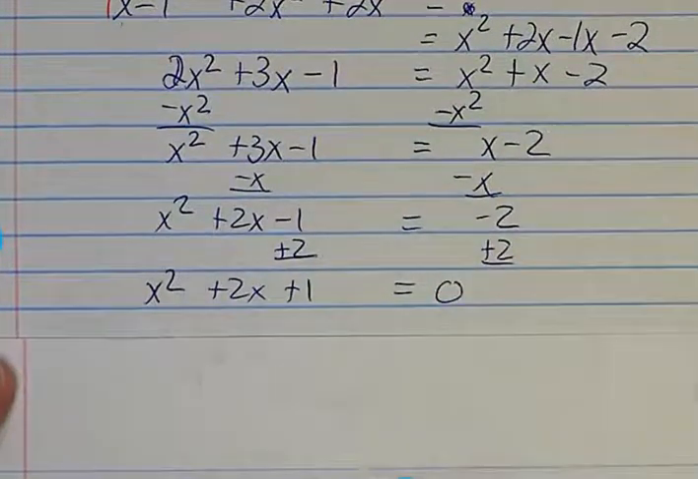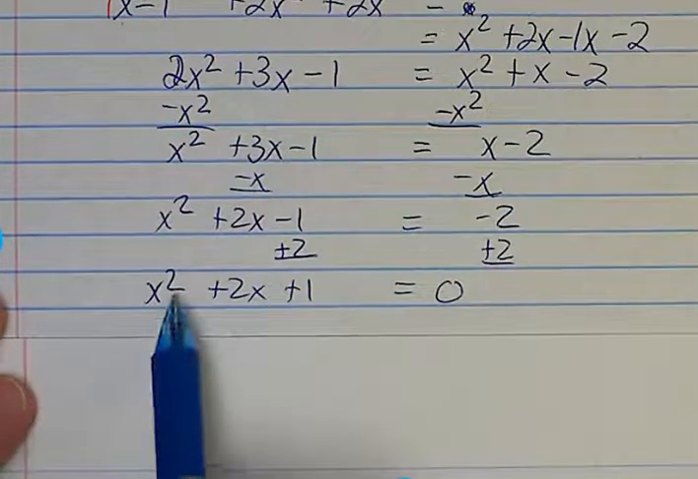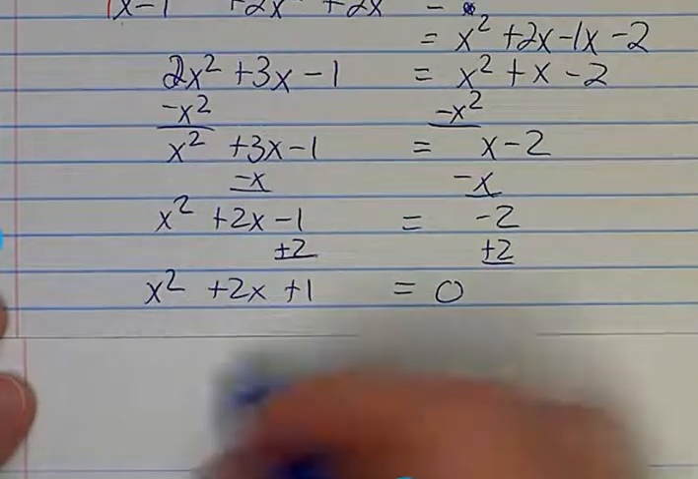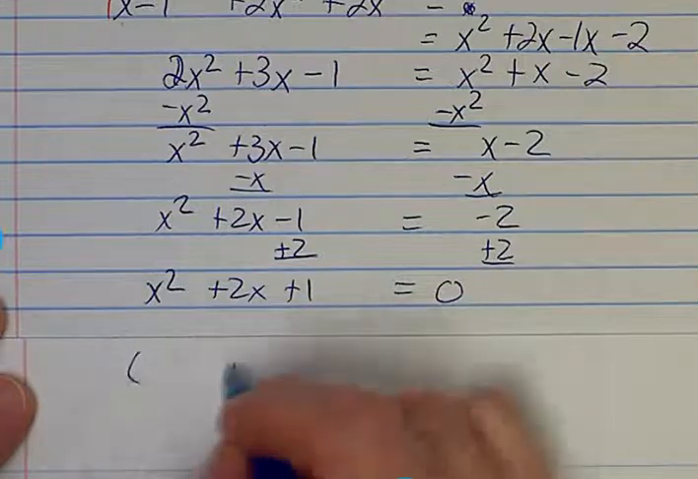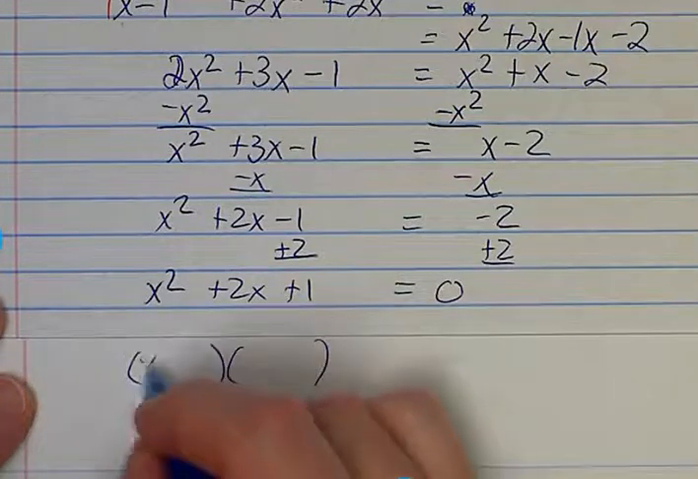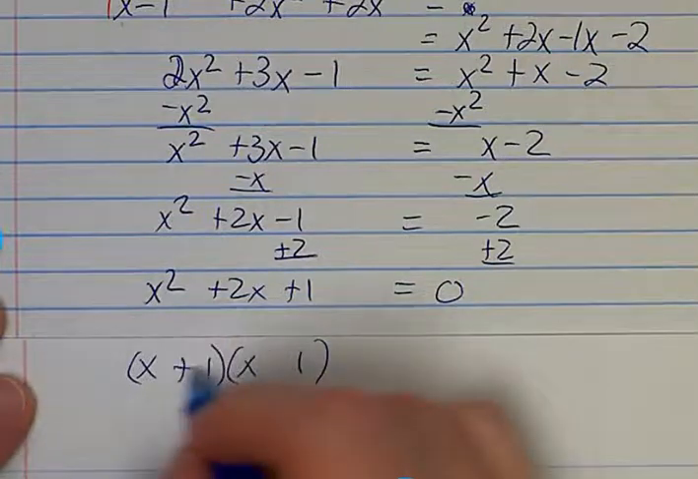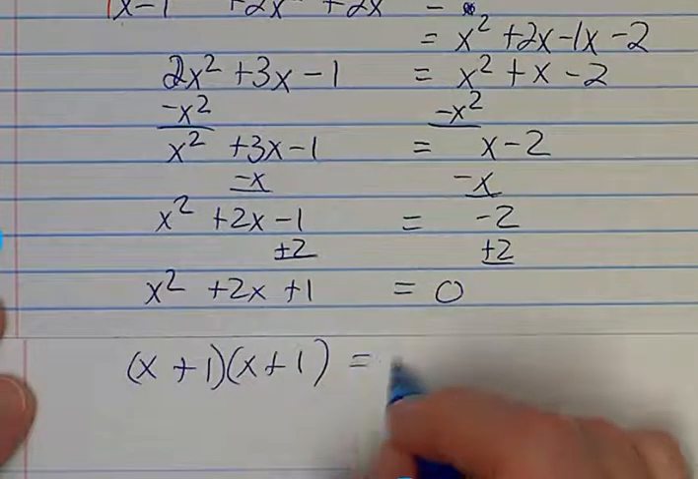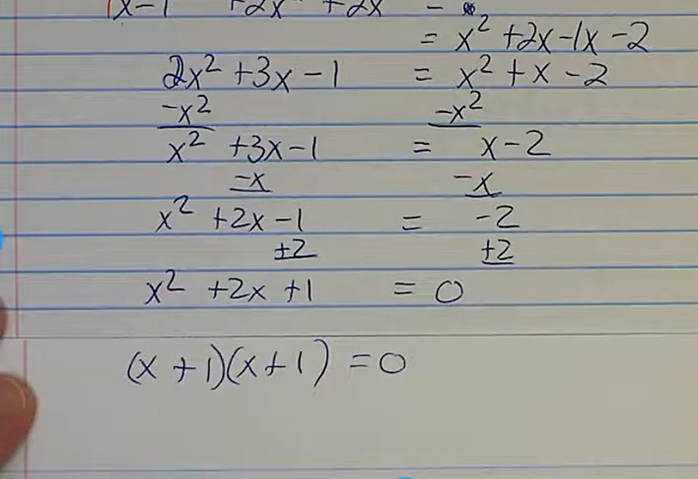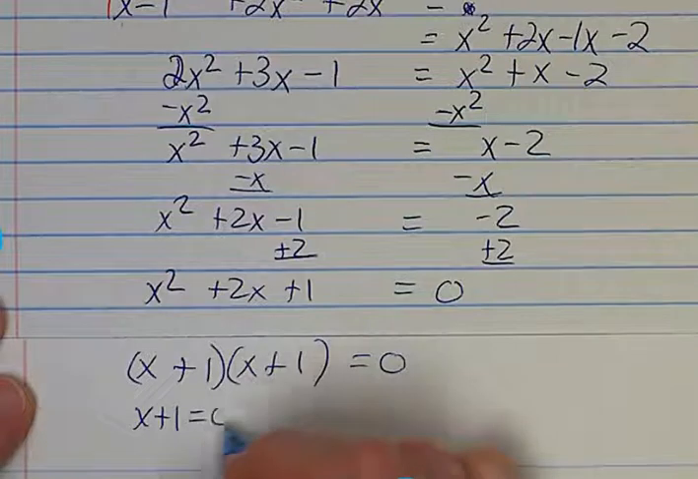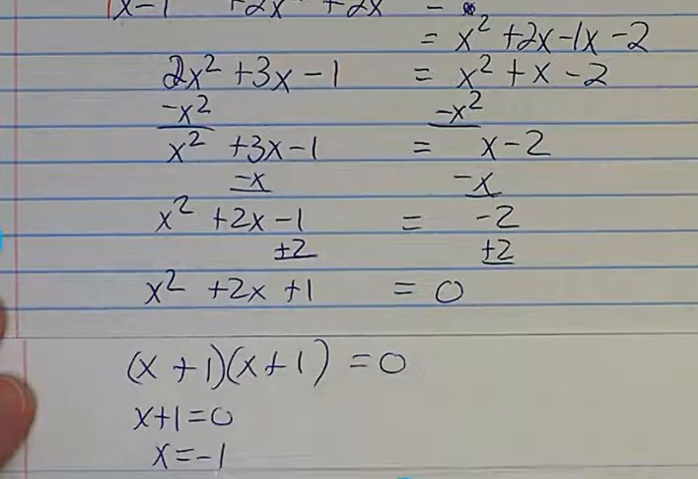Okay, so we've got x squared plus 2x plus 1. So we're looking for two answers, right? Because we have x squared. What's the only factors of 1? 1 times 1, right? And 1 plus 1 is 2, so basically when we factor this thing, we've got an x plus 1 and an x plus 1. Set those equal to 0, and we get x equals negative 1.